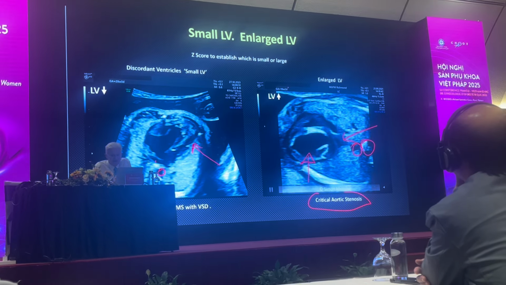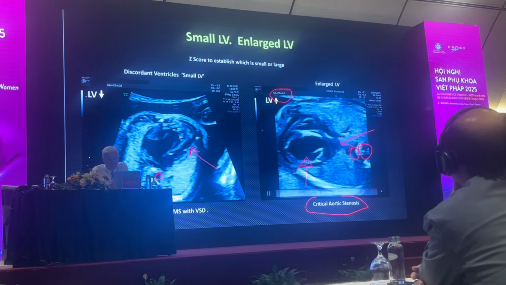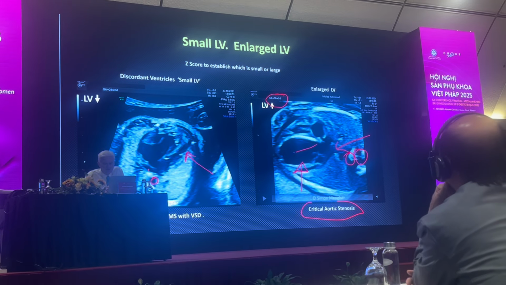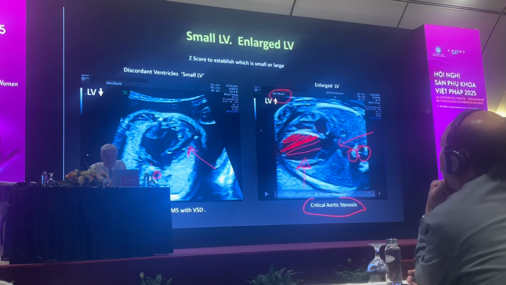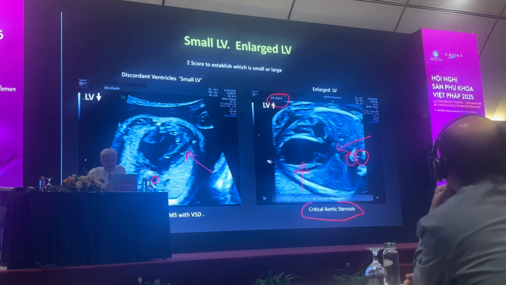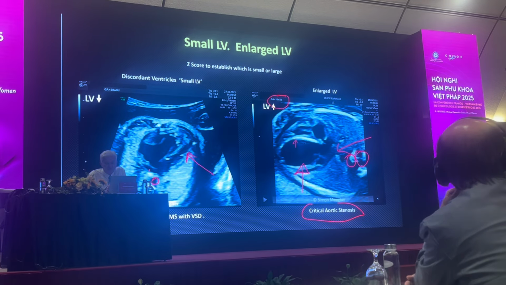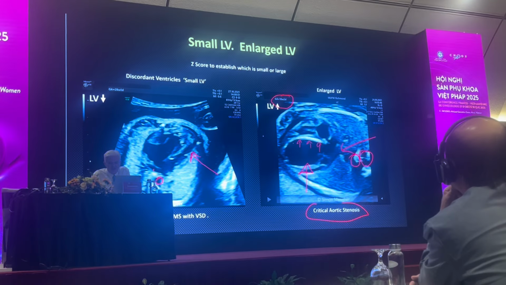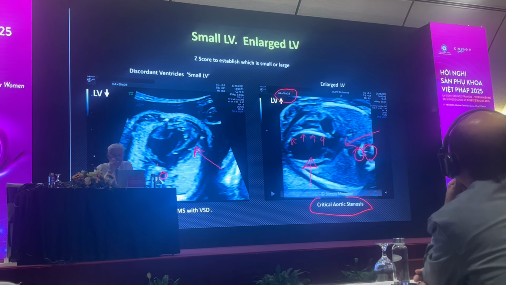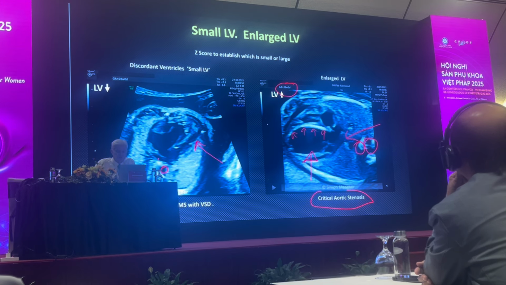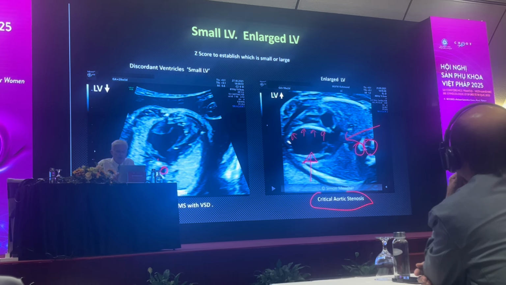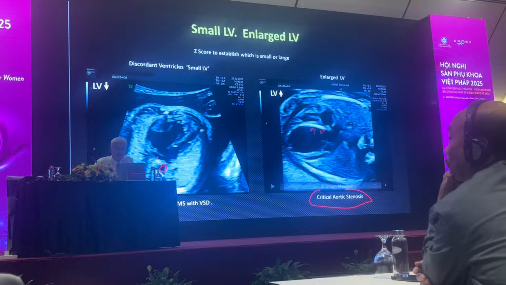And this baby is at 18 weeks. When this baby gets to 32 weeks, there will be a small left ventricle. So first, it dilates with fibroelastosis, and then as the pregnancy progresses, the ventricle becomes smaller, and you end up with a single ventricle. But these are examples of a small left ventricle and an enlarged left ventricle.